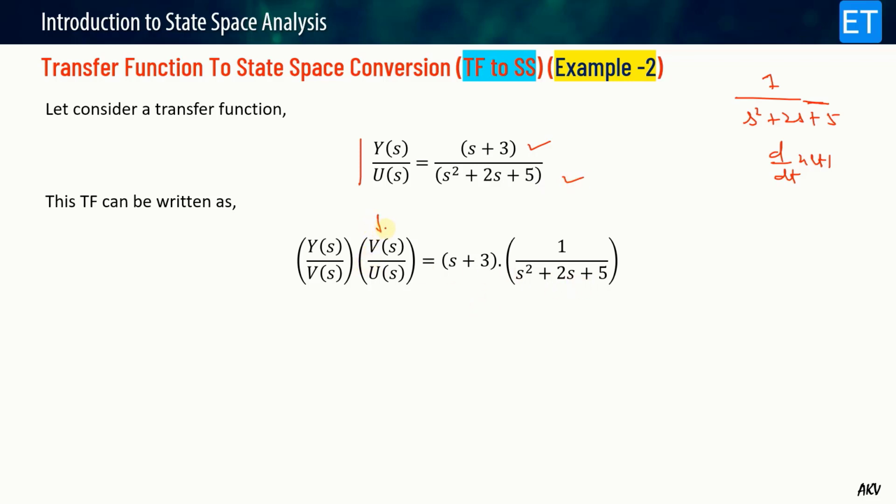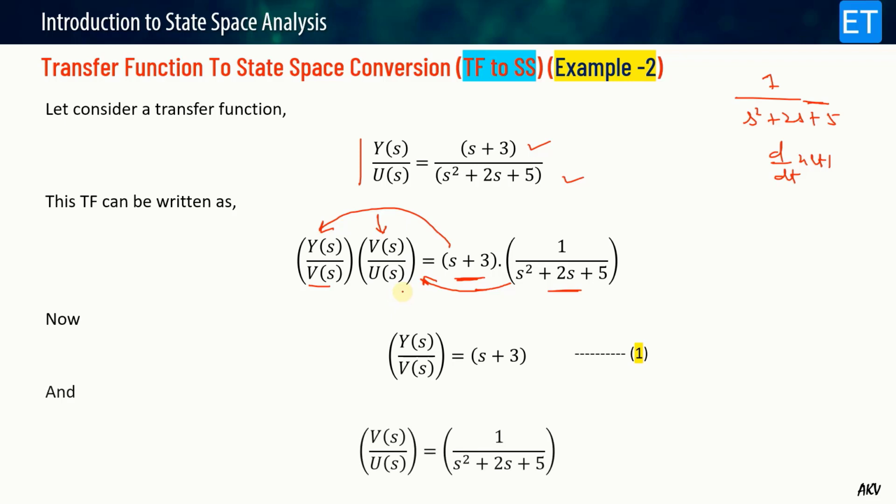So introducing one more variable, let's say V(s). So I can write Y(s) upon V(s) and V(s) upon U(s), because V(s) can be cancelled out. So it's the same thing, Y(s) upon U(s). So it will not change your equation, and you have separated the numerator and the denominator polynomial. Now what you have to do? You have to equate the numerator polynomial always with the output variable Y(s) and the denominator polynomial with the input variable U(s). So this is how I could separate these two polynomials, the numerator and the denominator polynomial of s. So this is my equation 1 and this is my equation 2.